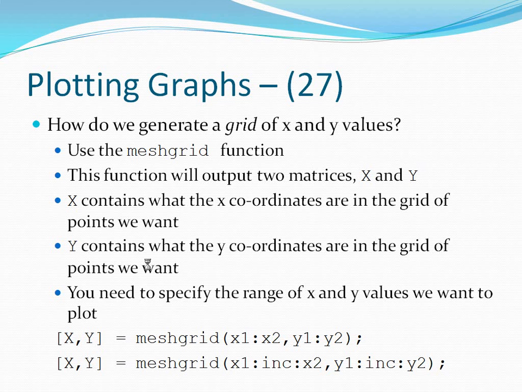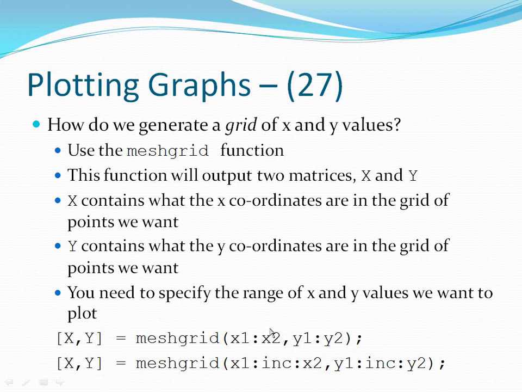So you need to specify the range of values that you want to plot using meshgrid. There are two different examples. The first way is to do it this way. x1 and x2 are the beginning and the end value for your x. So if you wanted to go from -2 to 2, this would be -2 and 2. And if you wanted to figure out the range of the y values, you'd do that here. So let's say you wanted to plot a graph between -2 to 2 for x and 0 to 3 for y. So you'd have -2, 2, and then 0, 3.